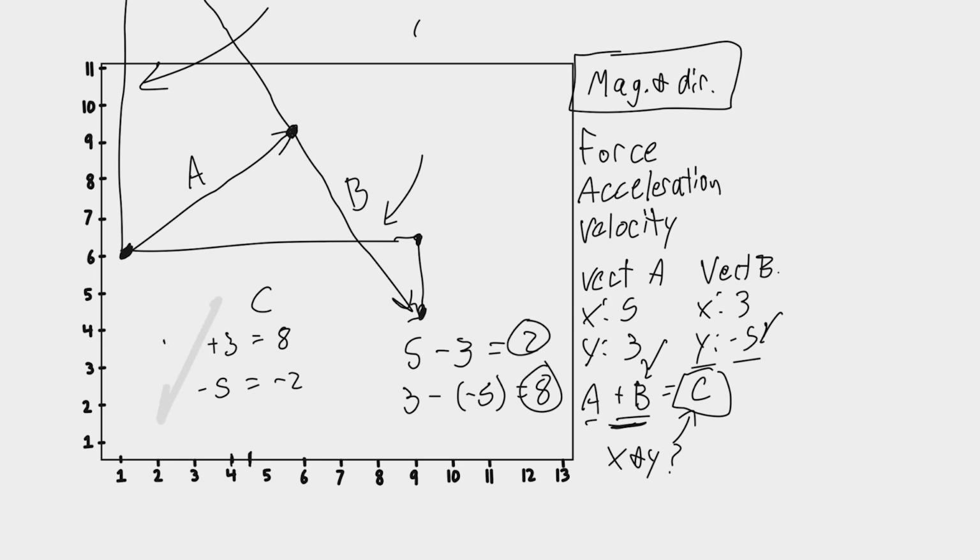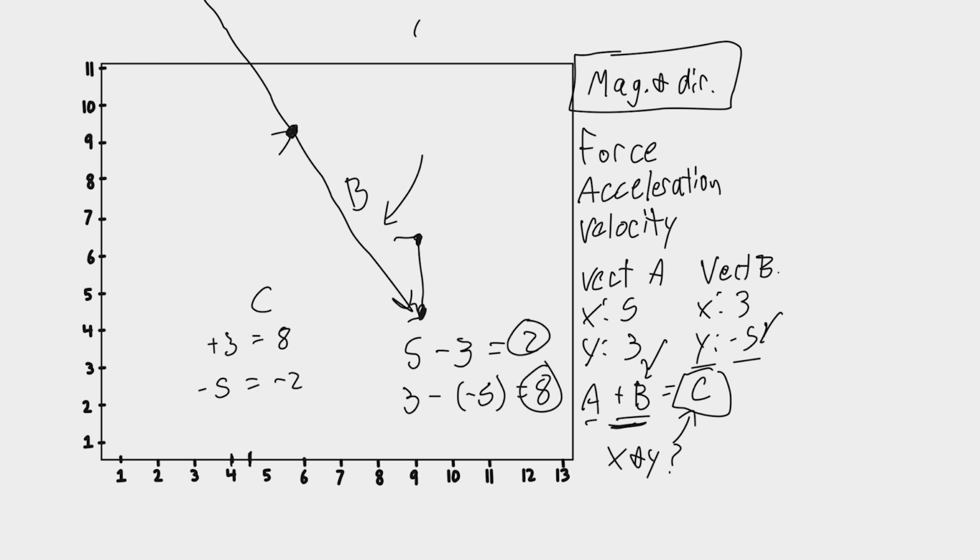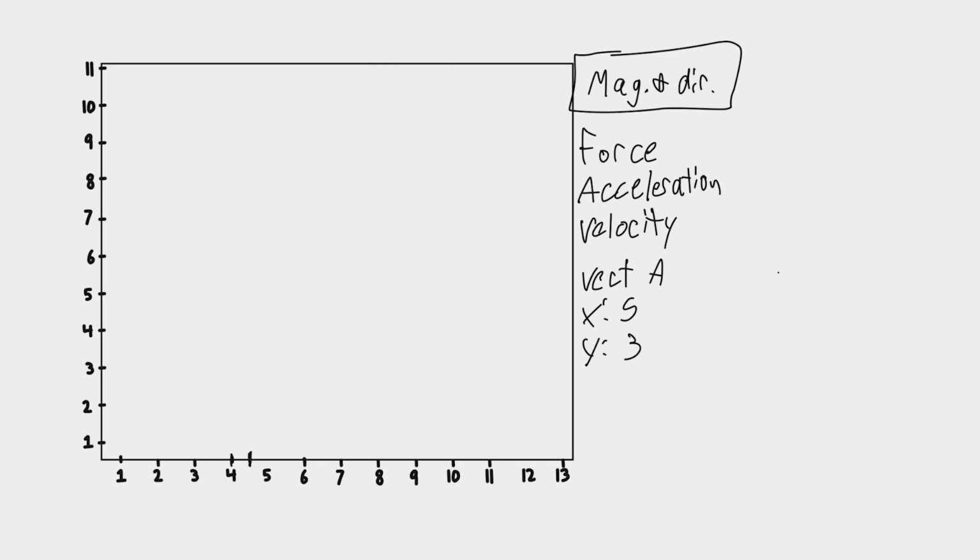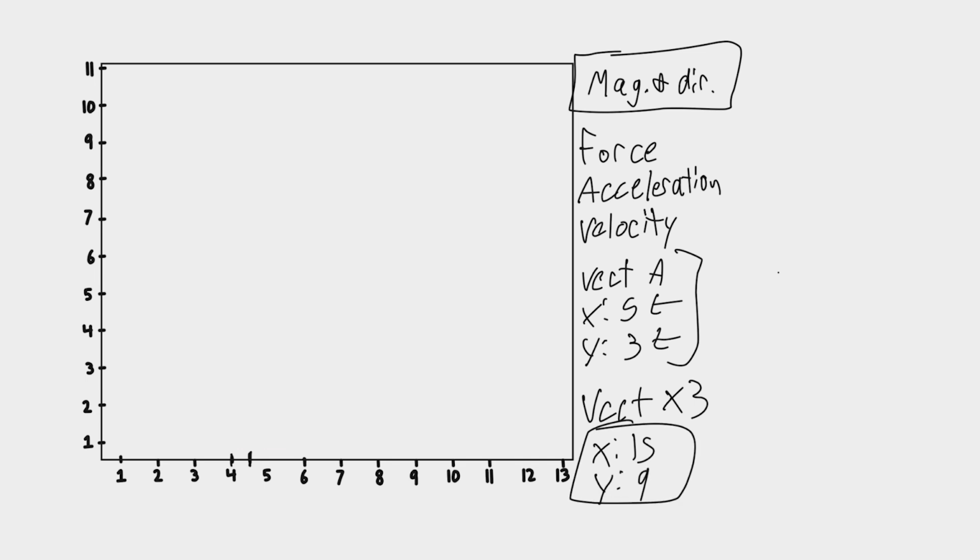And the final thing we have to quickly look at is just multiplying a vector by a constant, which is super simple. Let's stick with vector A and say that the question is asking, what is vector A times 3? All you do is multiply the x component by 3 and then the y component by 3. So that would give you an x component of 15 and a y component of 9. And then you can just sketch that out to see what that final vector would look like.